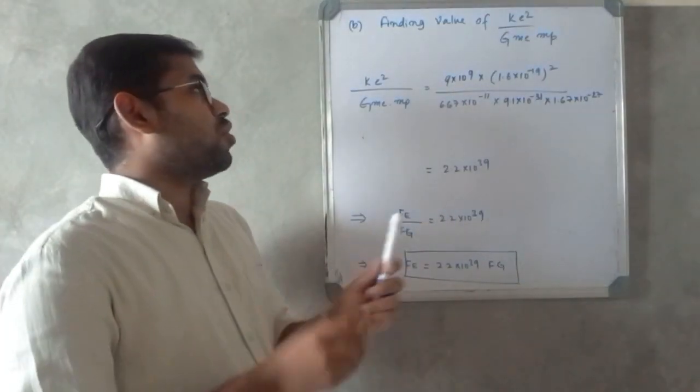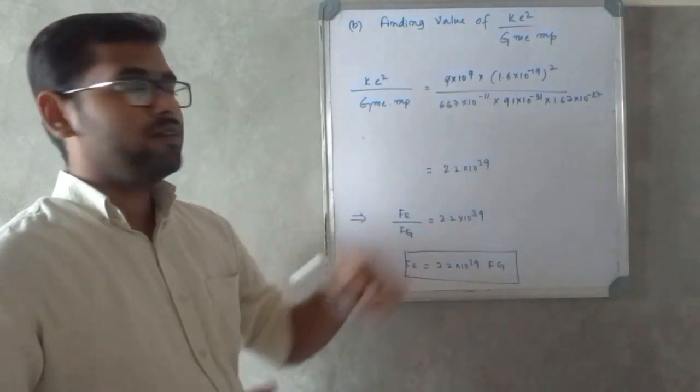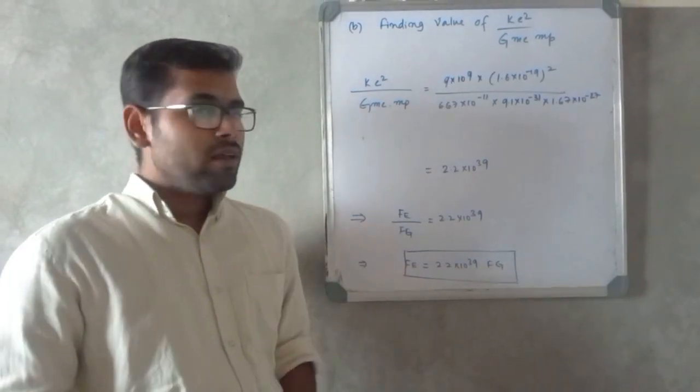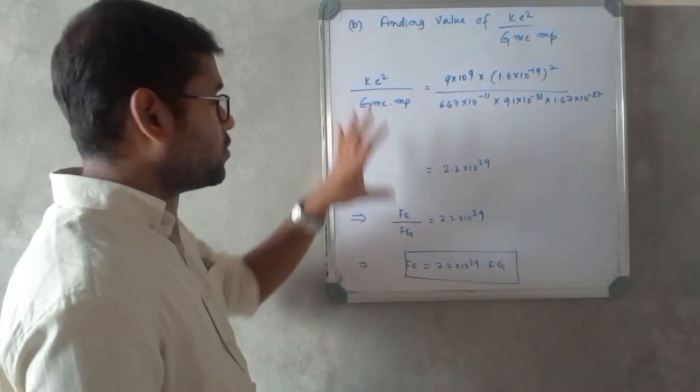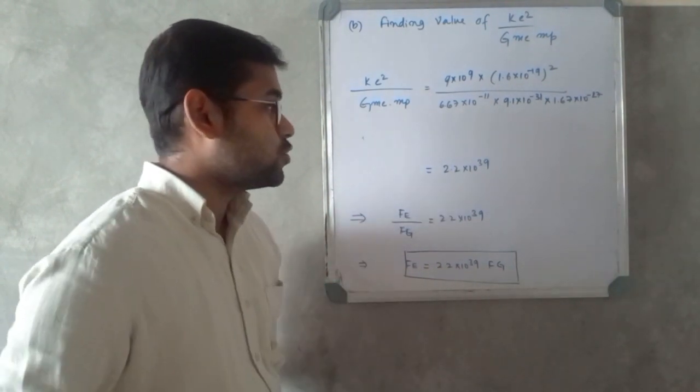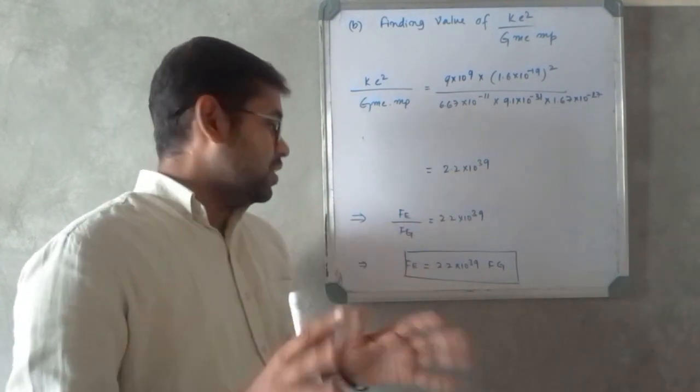Guys, now as a second part of this problem, we will find the value of this ratio ke square divided by G me into mp. As you can see on your screen, we have values for these constants. k is equal to 9 into 10 raised to 9. e is equal to 1.6 into 10 raised to minus 19 coulomb. G is equal to 6.67 into 10 raised to minus 11 newton meter square per kg square. me is equal to 9.1 into 10 raised to minus 31 kg. mp is equal to 1.67 into 10 raised to minus 27 kg. Substituting all these values in this ratio, you will get the value of this ratio as 2.2 into 10 raised to 39. Such a big value.